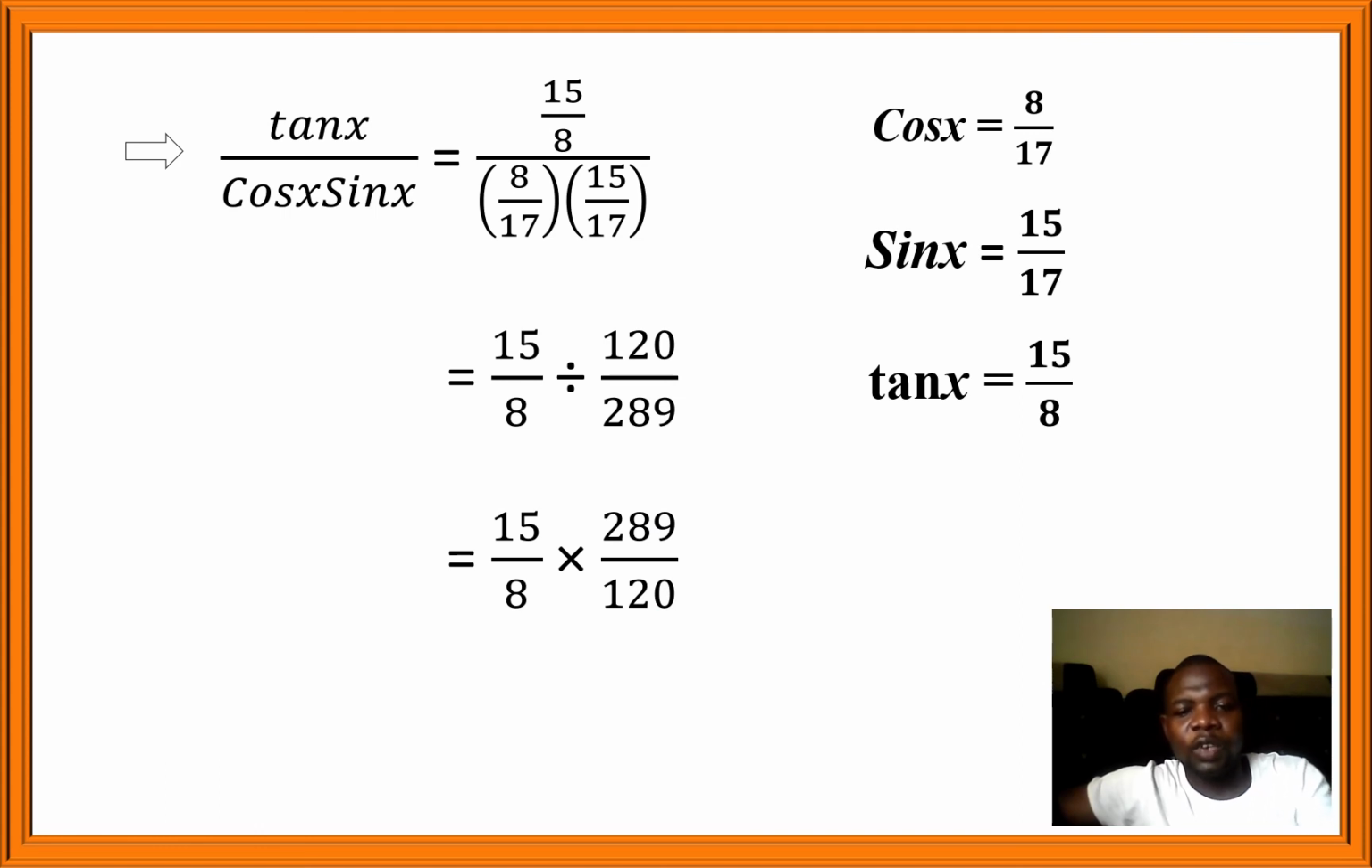So simplifying, we'll have 289 divided by 64, because 15 will go into itself 1, then into 120 gives us 8. 8 by 8 gives us 64. The 1 here by 289 gives us 289.